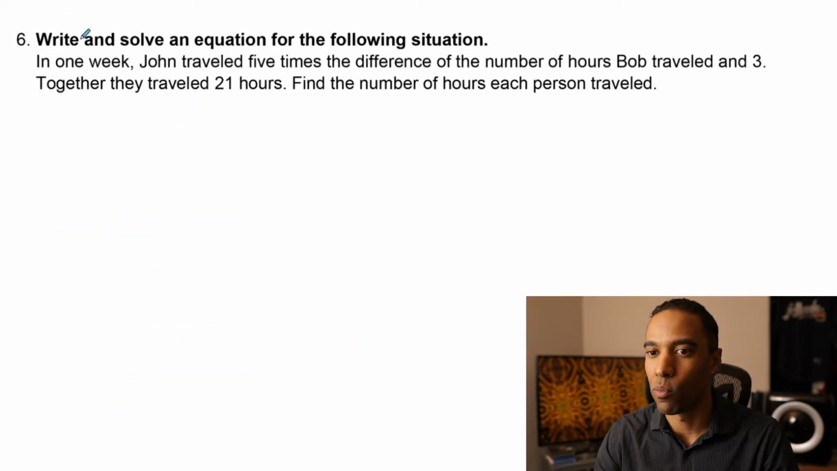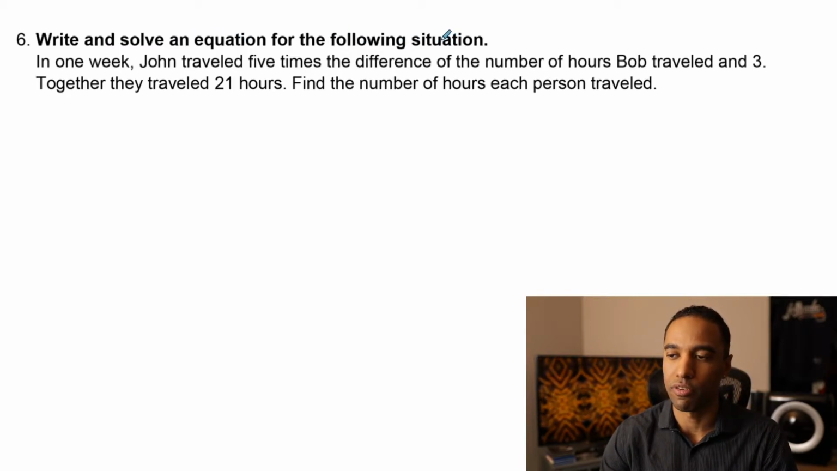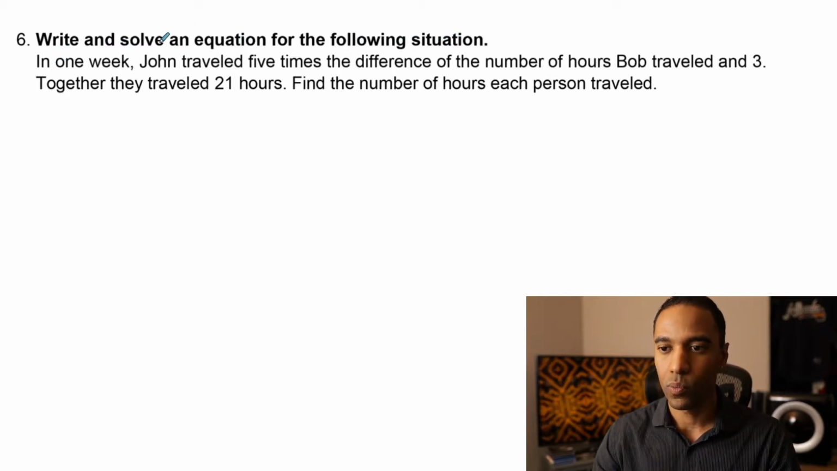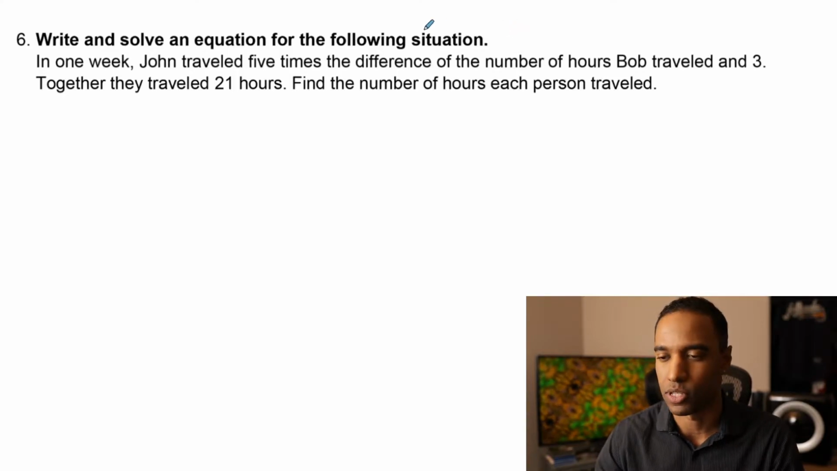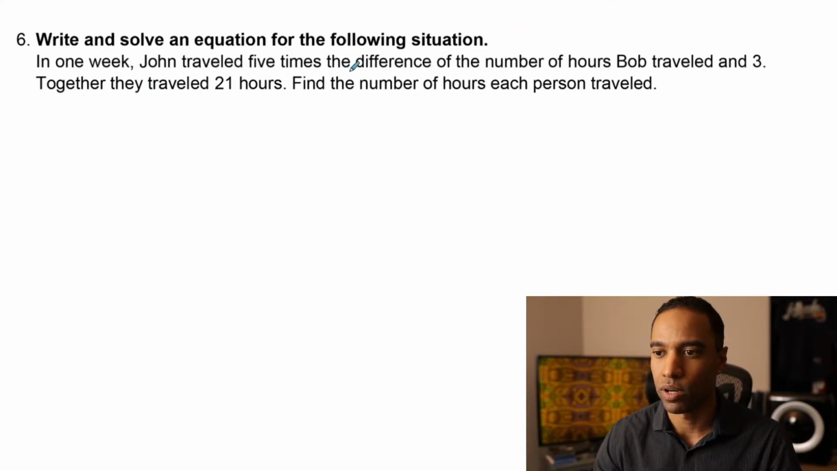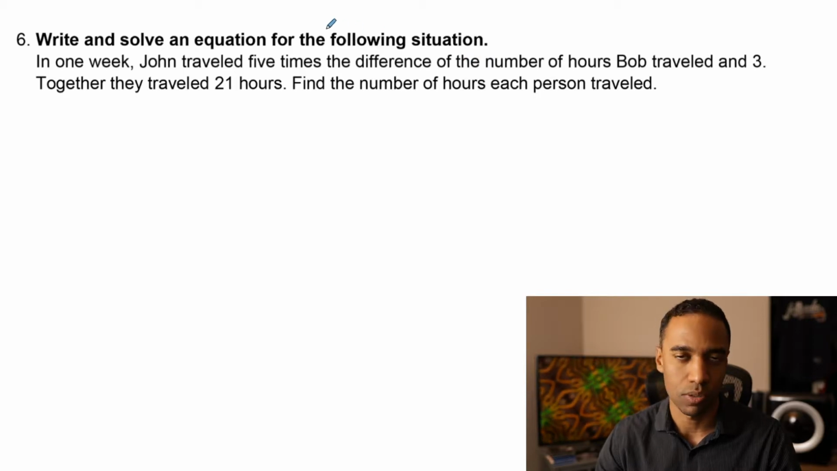Okay, number 6, we have a word problem. Write and solve an equation for the following situation. In 1 week, John traveled 5 times the difference of the number of hours Bob traveled and 3. Kind of a weird sentence. We'll use some numbers to help you out here. Together, they traveled 21 hours. Find the number of hours each person traveled.